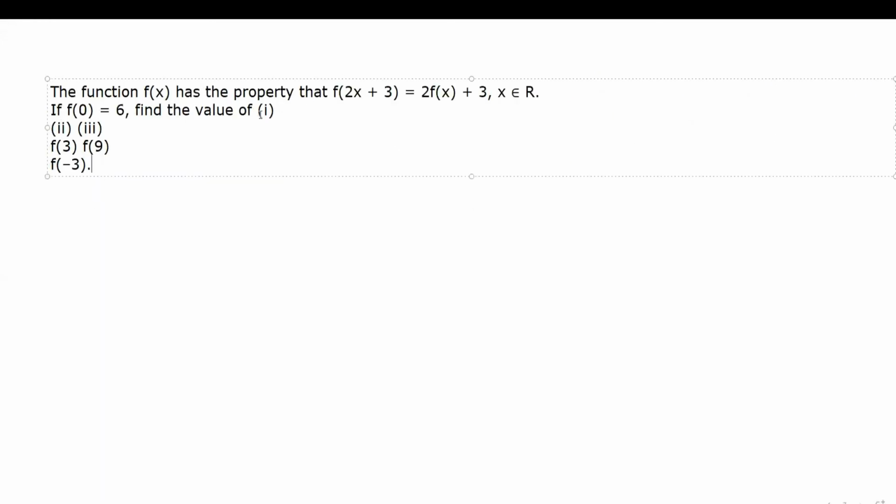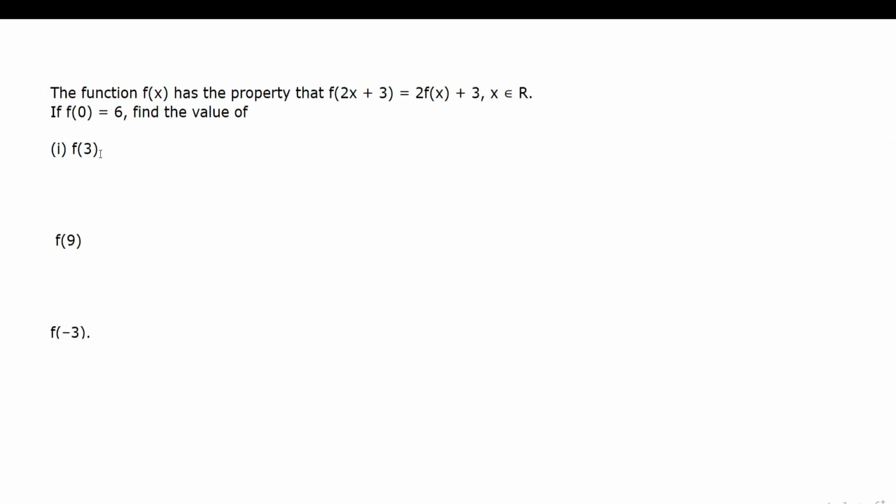All right, so part 1, find f of 3. Part 2 was to find f of 9. And part 3 was f of minus 3. So let's go ahead and do this now. So Marika, look at this now. How do you think we're going to find f of 3?